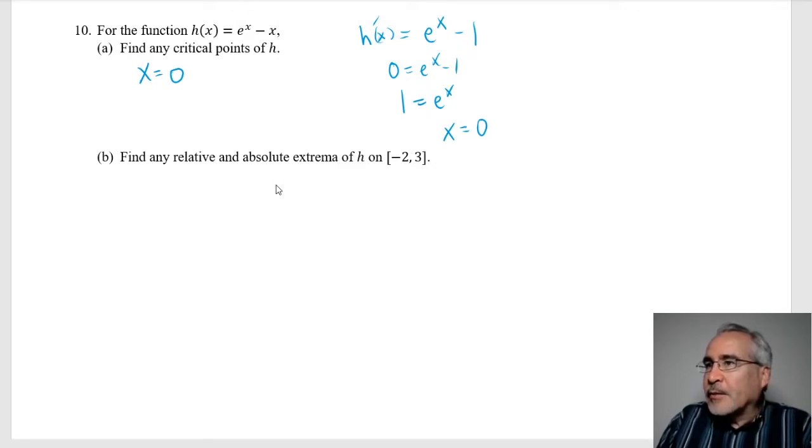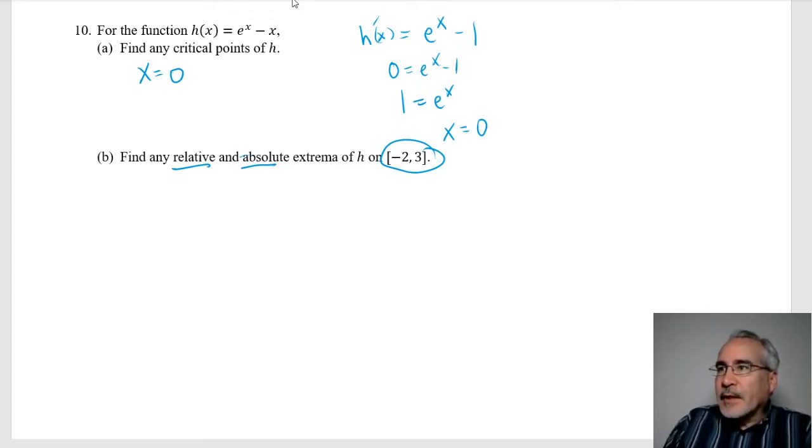Find any relative and absolute extrema, again, on this interval. And I'm going to look at both of them, relative or absolute. So we look at the two endpoints, plug those into the original, and then we've also got to plug in x equals 0, because there should be a min or a max there. Probably we're subtracting. I'll bet you it's a minimum.